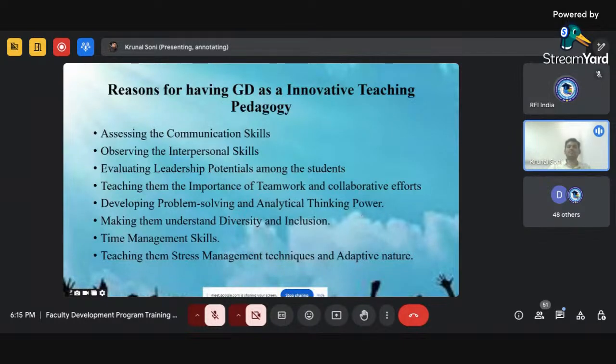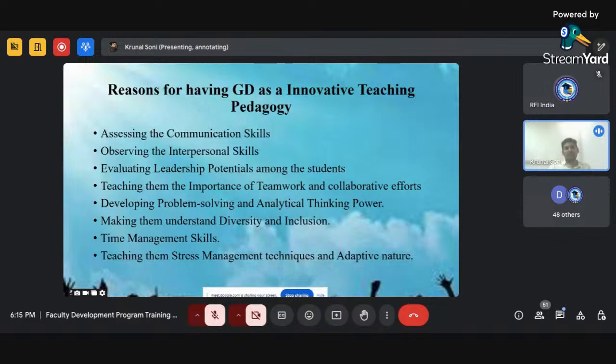Group discussion always teaches students how to work in a team, how to respect others, how to handle critics, and how to work more in terms of mutual understanding. So that is where collaborative effort is always going to increase, and this is where we are working on skill development among the students, right? These are the skills which we are injecting into students if they are part of this innovative teaching-learning pedagogy, that is group discussion. Developing problem solving and analytical thinking power.